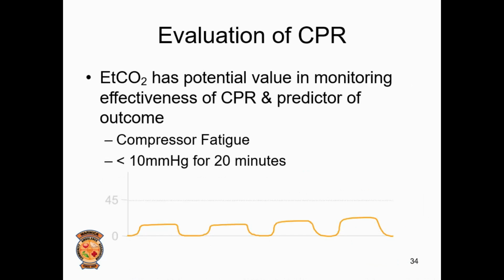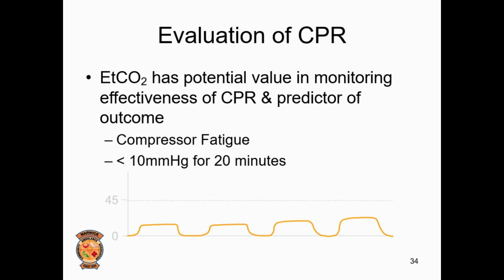Capnography can also be used to predict the outcome of a cardiac arrest. Cells in our body die at different rates. We're all familiar with the fact that the heart and lungs can survive for between 4 and 6 minutes without oxygen. Other body parts can survive for longer periods of time, and each body system has a different length of time it can survive without oxygen. When averaged out, most of our body systems can survive for about 20 minutes without oxygen. An end tidal CO2 of less than 10 millimeters of mercury for 20 minutes has been proven to predict a poor outcome in cardiac arrest patients.